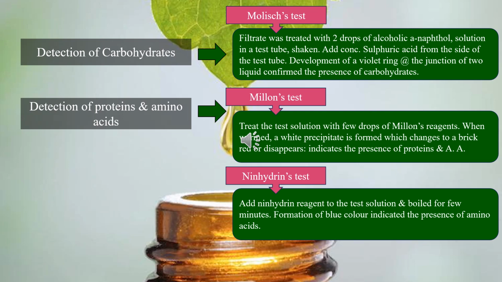For the detection of proteins and amino acids, the test solution was added with a few drops of Millon's reagent. When warmed, a white precipitate is formed which changes to brick red or disappears. Then it indicates the presence of proteins and amino acids. In ninhydrin test, the test solution was added with ninhydrin reagent and boiled for a few minutes, and the formation of blue color indicates the presence of amino acids.